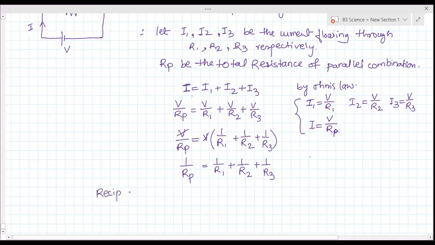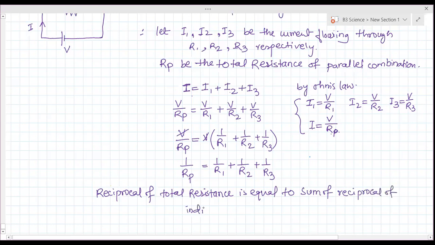So reciprocal of total resistance is equal to sum of reciprocal of individual resistances.